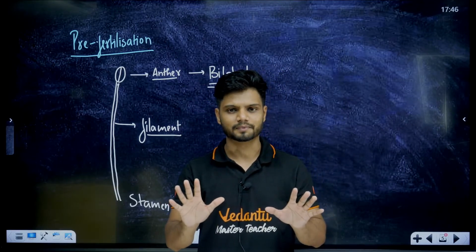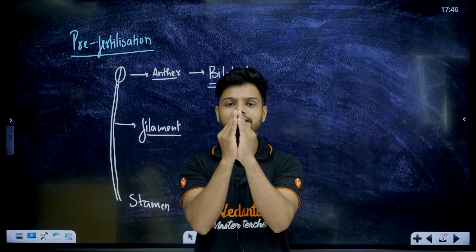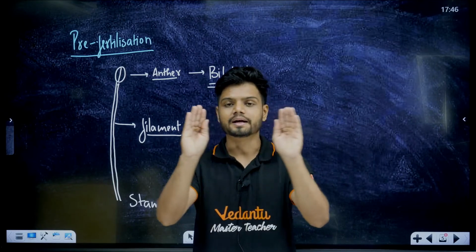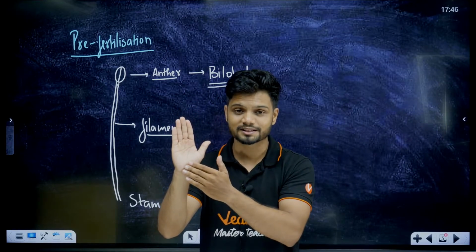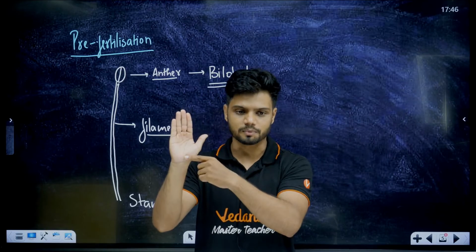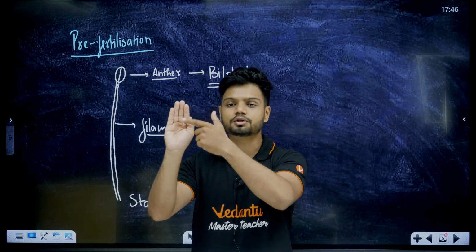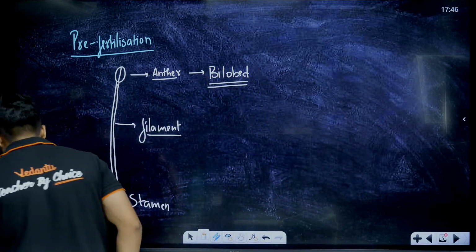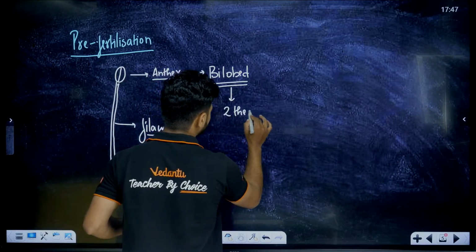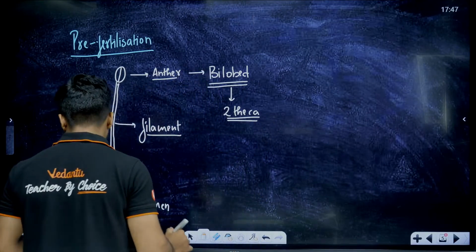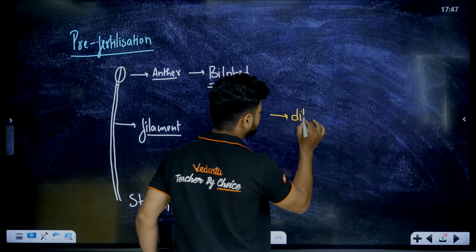I'll give you a simple example. Think of these 2 lobes as 2 separate rooms. So this is one entire house. One house has how many rooms? It has 2 rooms. Now inside each room there are 2 windows. Window number 1, window number 2. Similarly, inside a bilobed anther, there are 2 cavities called theca. So there are 2 thecas inside each lobe, and that is the reason it is also called dithecous.